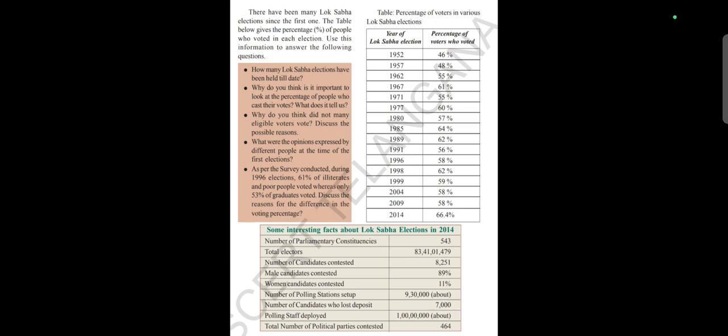You better take the screenshot and you better read it by yourself so that you get to know clearly.